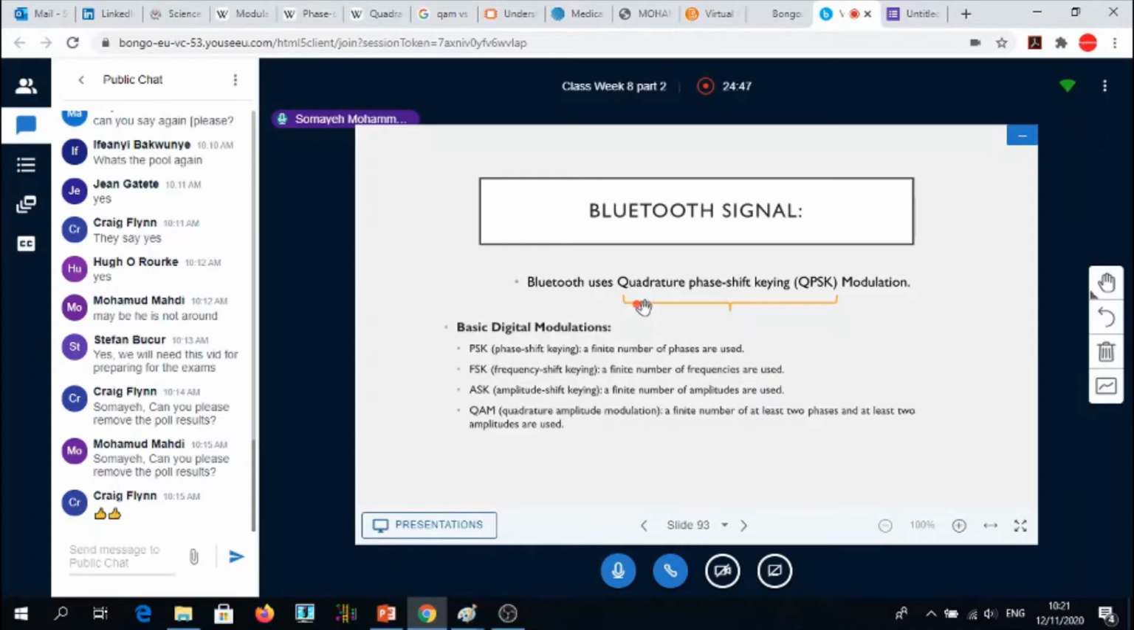Before I move on, I'm just reminding what is the difference between digital modulations and analog modulations. You remember a few classes before, we talked about analog modulations. Can you use the chat box to name two of them?